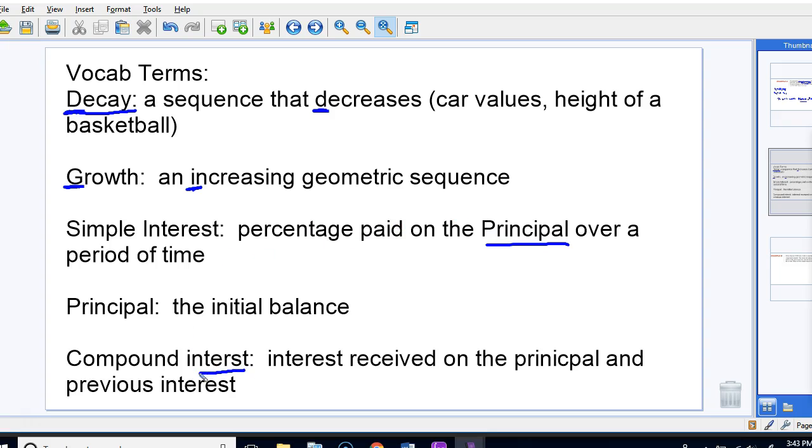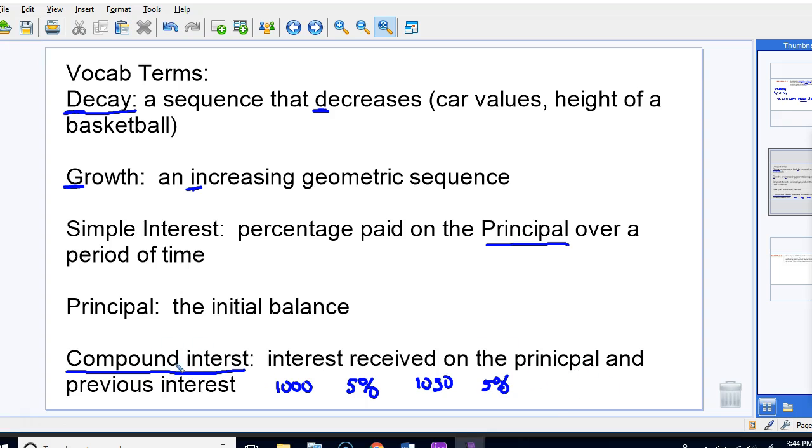Compound interest is something we're going to look at a little more closely, and that's the interest received on the principal and the previous interest. So let's say you have $1,000, and at the end of a quarter, you get 5%. So 5% of $1,000 gets added on, which would be $50, a pretty good amount of money. So now you have $1,050, and the next quarter you get 5% of that, and then the next quarter you get 5% of that.